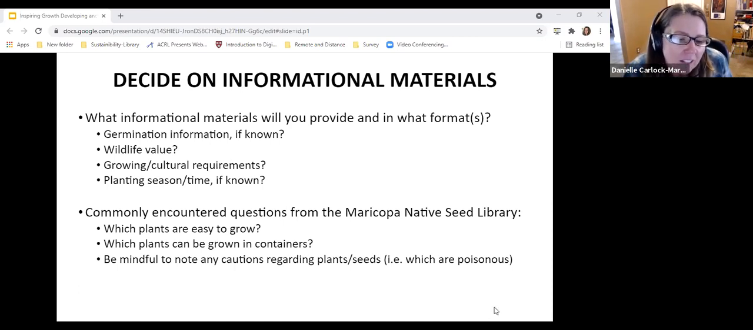And then some of the things that came up a lot for me, and I think somebody asked this in a question, people were constantly asking me which plants are easy to grow, what can be grown in a container, and also, of course, what we talked about as far as any cautions, making sure to let people know about that and that it be very visible. Actually, from another seed librarian, she has a red stamp that says caution or poisonous or something that she stamps right on the seed packets. So it really stands out. Next slide, please.